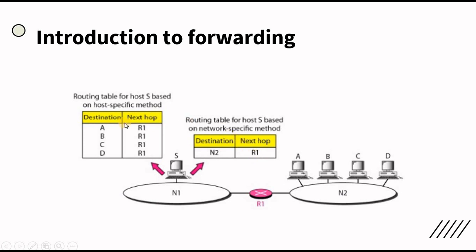This makes it bulky because A, B, C, D are all connected with network N2. So if you want to reach one of these hosts, then you need to reach the network N2. So the simple way is that if you want to reach network N2, then the route is through router R1. Here we are only storing the destination network and the next router. So this is a very easy method. We can remove the multiple host entries from the routing table, and this makes our routing table light.